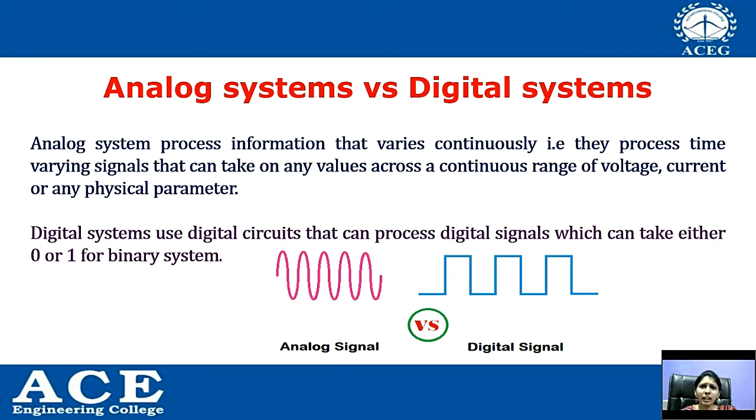Information is represented by discrete values such as 0 or 1, low or high, true or false, on or off, etc. These signals take only one of the two discrete values. So this is about analog systems versus digital systems.